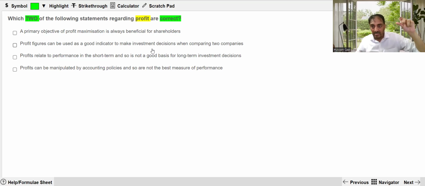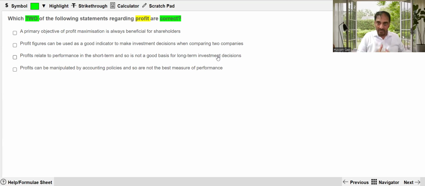So company A's ROI of 6% is lower than company B's ROI of 10%. That means the investment decision should not be based on profitability; it should be based on ROI. So that's the second point. So statements 1 and 2 are not correct, and of course the remaining two should be correct. That should be the right statement. So let's read it: profit relates to performance in the short term and is not a good basis for long-term investment decisions. That's absolutely right.